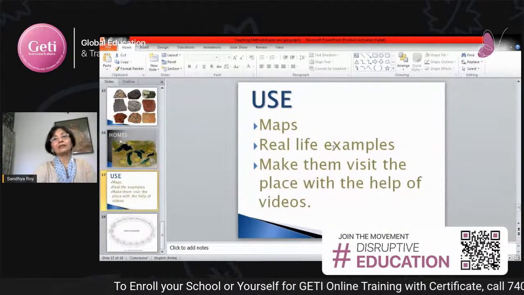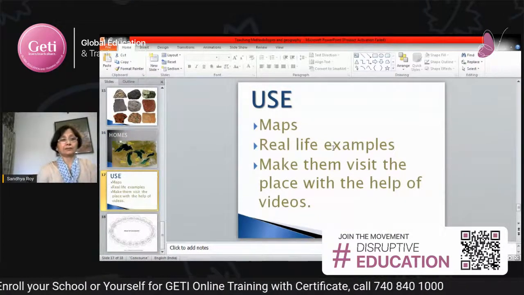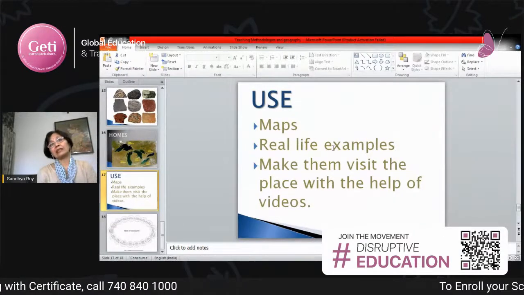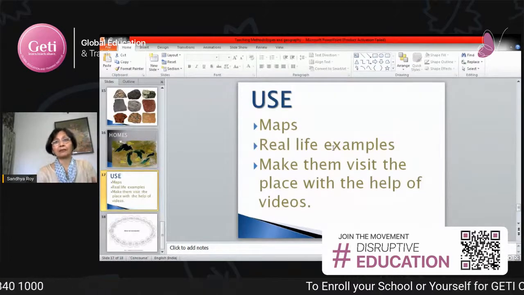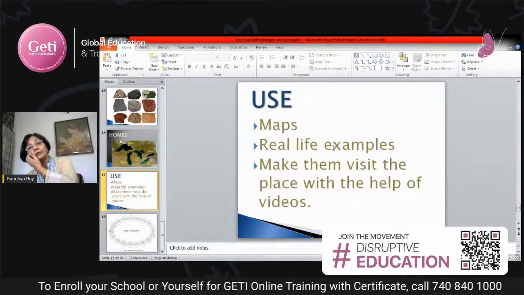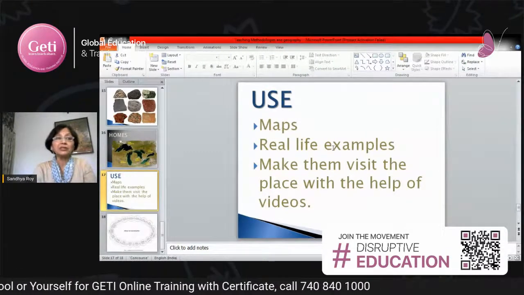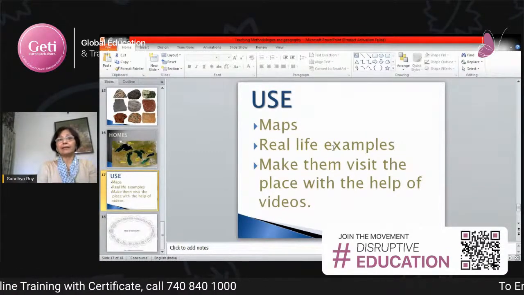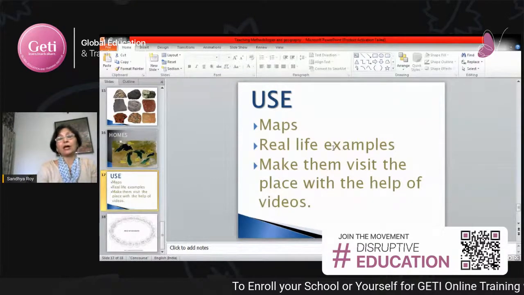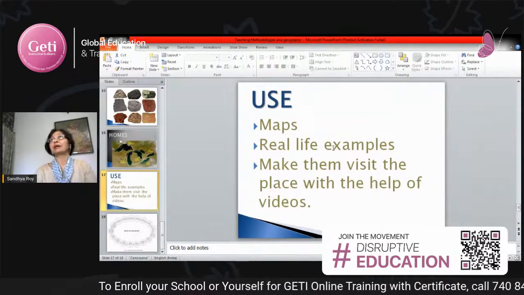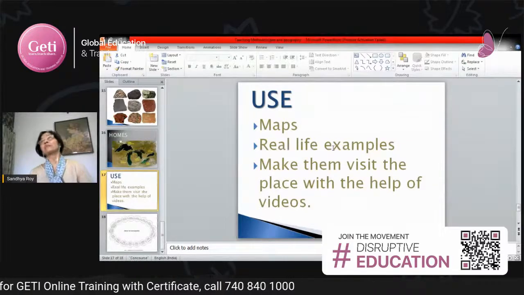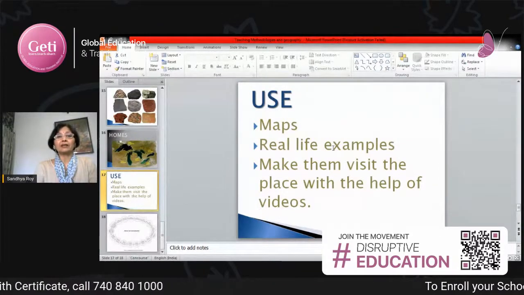So in the geography class, we need to use maps. We can use real life examples. We can make them visit the places. If that is not possible, we can use videos in the class and make the students learn how things work and how they will understand the environment. Physically moving is not possible all the time. Then videos are the most effective way we can make the students learn.